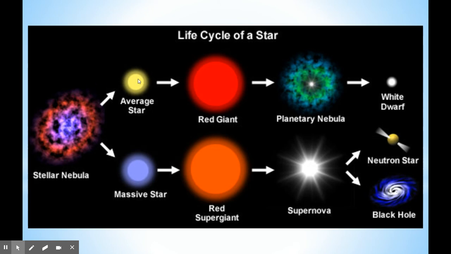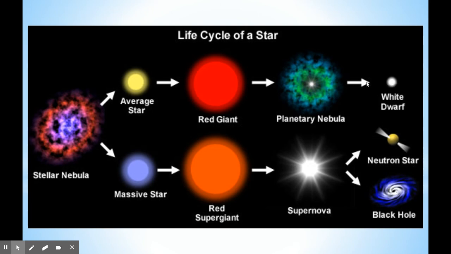So here we have an average star. All stars start as a stellar nebula. Again, if it's a smaller mass star, it's going to follow this path, which means it'll live most of its life, about 10 billion years, as an average size star. It will expand into what we call a red giant. When the outer layers blow off, we'll get what we call this planetary nebula. And then when all of this gas and dust moves away, we are left with a small white dwarf remnant of the original star.